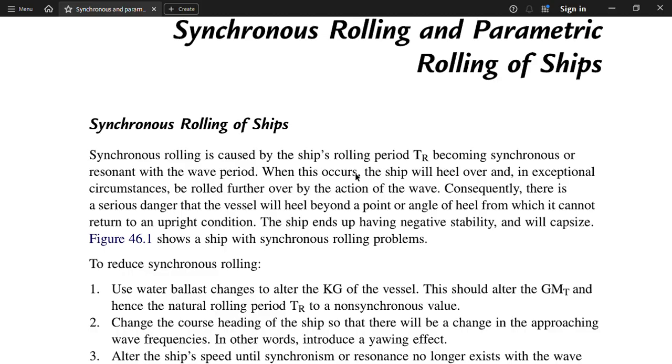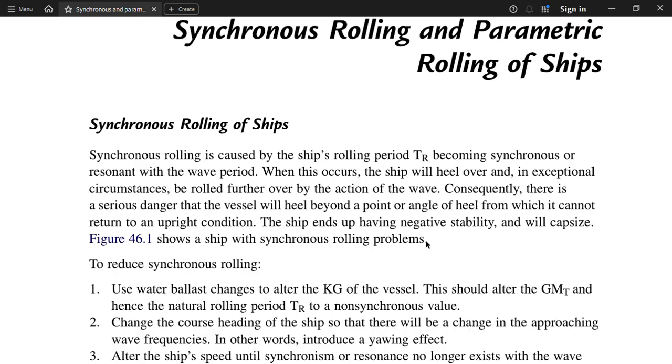When this occurs, the ship will heel over and in exceptional circumstances be rolled further over by the action of the wave. Consequently, there is a serious danger that the vessel will heel beyond an angle of heel from which it cannot return to the upright condition. The ship will continue to move in that heeled condition only, with that heel angle only, and no external force can bring it back to its upright position. The ship ends up having negative stability.